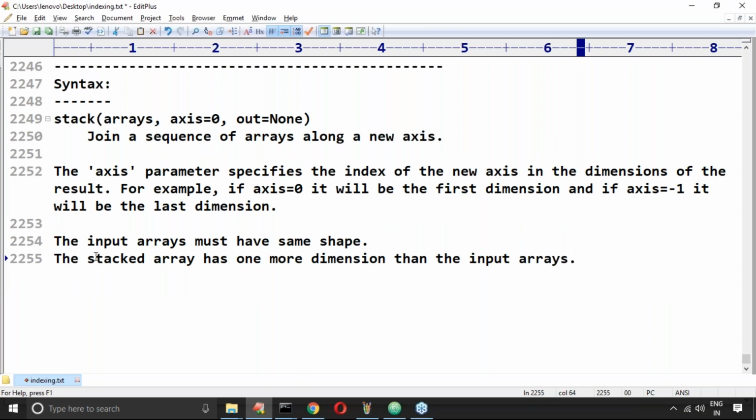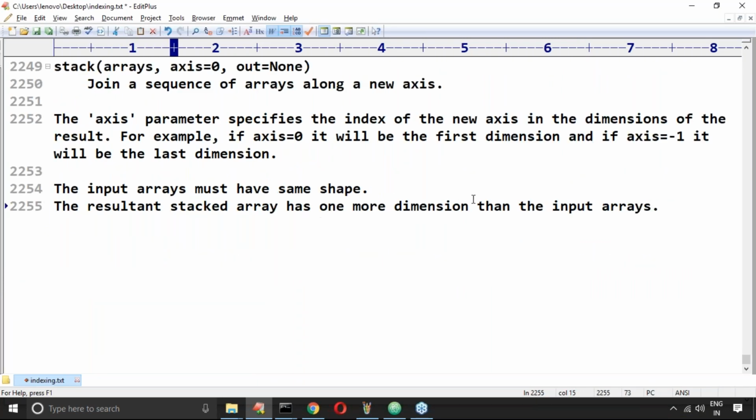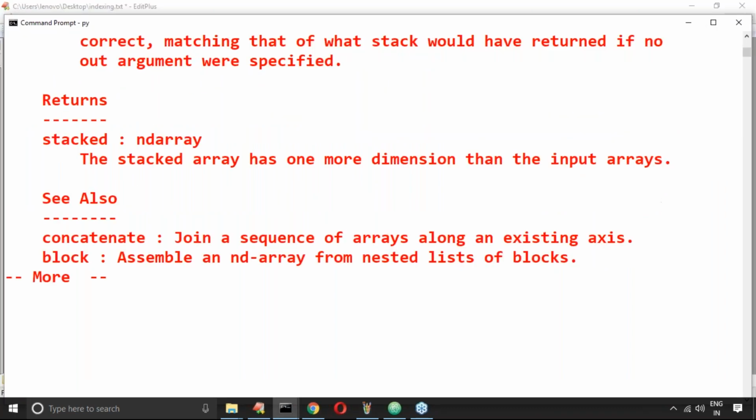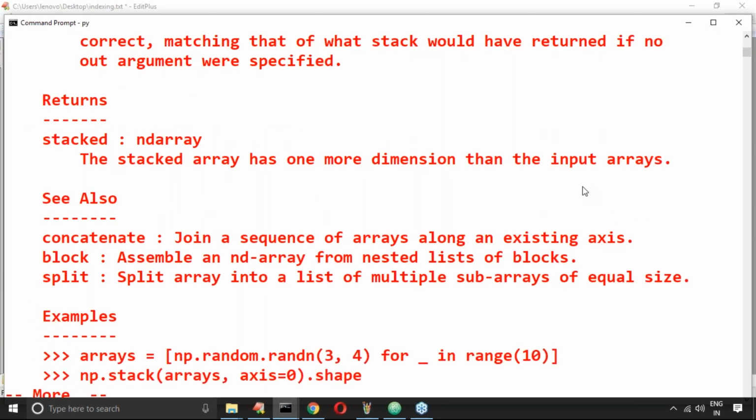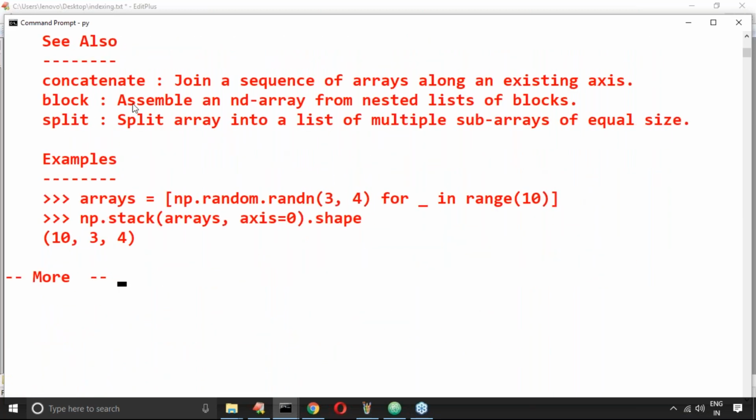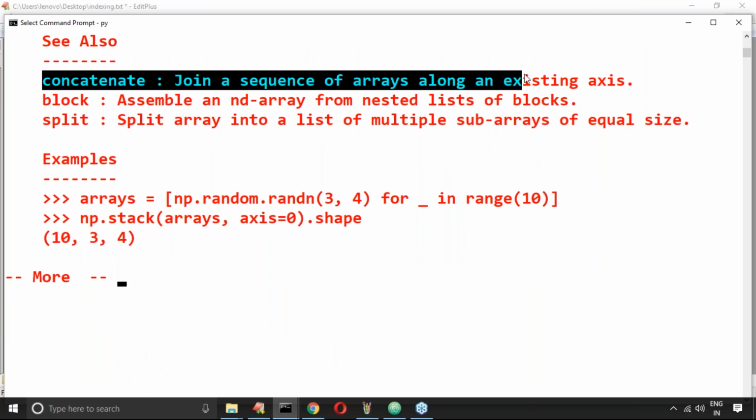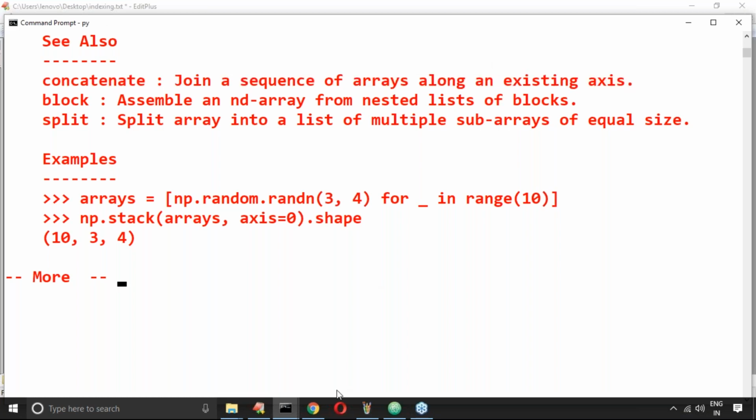The resultant stacked array has one more dimension than the input arrays. Sir, what is the difference between concatenate and join? Joining a sequence of arrays along an existing axis is concatenation, but joining a sequence of arrays along a new axis is the stack mechanism. Remember carefully about this one.